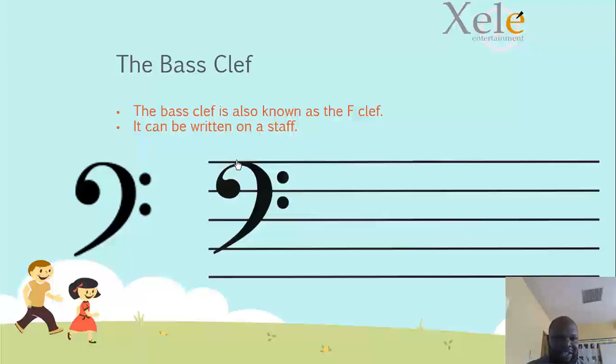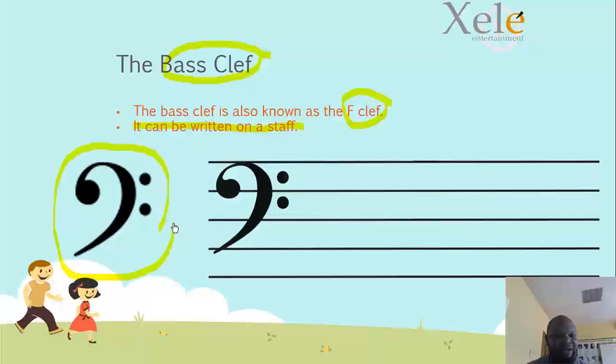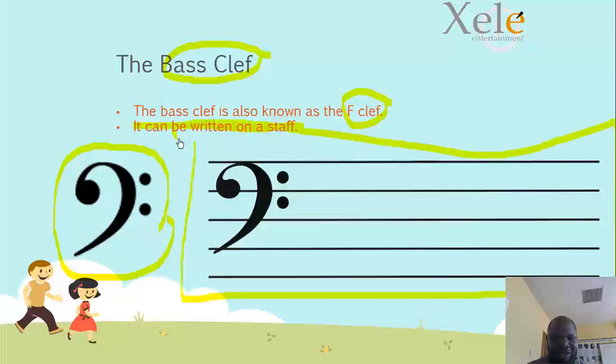Now the next symbol we're going to look at is the bass clef. Remember, we're seeing the staff and the treble clef. Now the bass clef is also known as the F clef, and because it's a musical symbol, it can also be written on a staff. Now this is what the bass clef or the F clef looks like. And when we do write it on a staff, this is what it looks like. Do not forget the 2 dots when you have to write in your bass clef or the F clef.